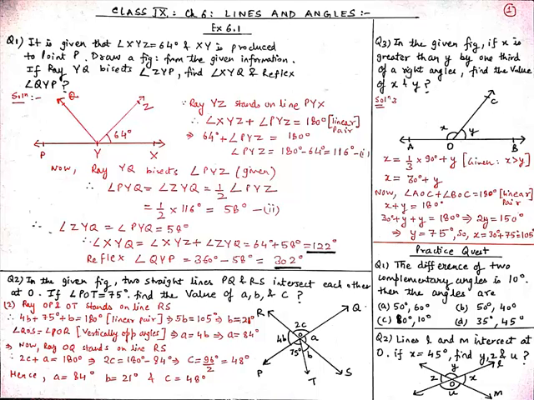Now our second question for today is: in the given figure two straight lines PQ and RS intersect each other at O. If angle POT is equal to 75 degrees, then find the value of A, B and C. So as per this figure we can say that rays OP and OT stand on line RS. So by linear pair we can say that 4B plus 75 plus B is equal to 180 degrees. And from here we get 5B is equal to 105 degrees. So B is equal to 21 degrees.